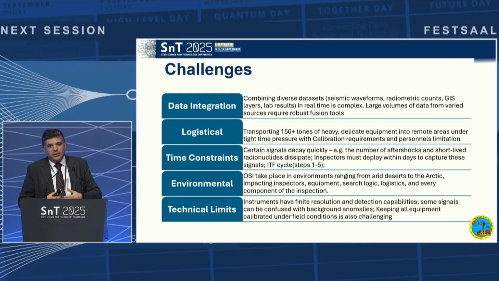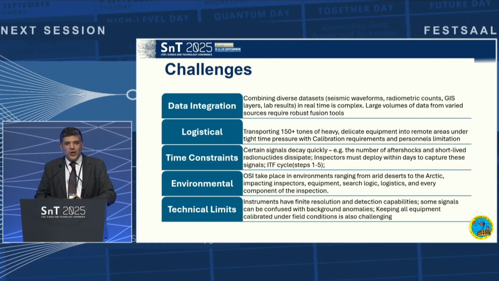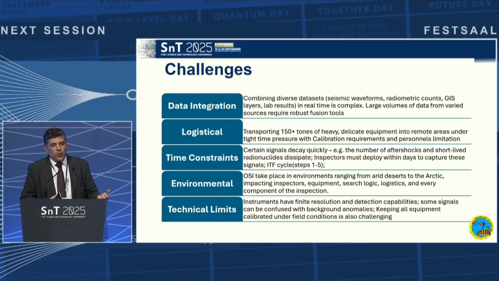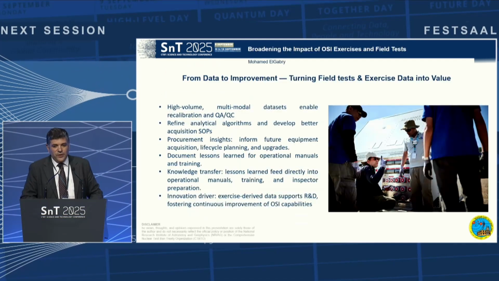Of course, the environment: different environments, harsh environments, mountains, desert, Arctic, even the equipment faces challenges. Some equipment will not run probably in very cold zones, others will not work in very hot zones. And even the signature will be different. The signature, what we are searching for, will be different from tropical zone to arid zone. And of course, the technical limits of the equipment itself and how we can address this and how we can improve this.